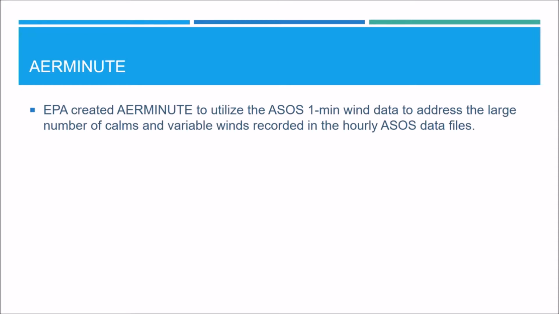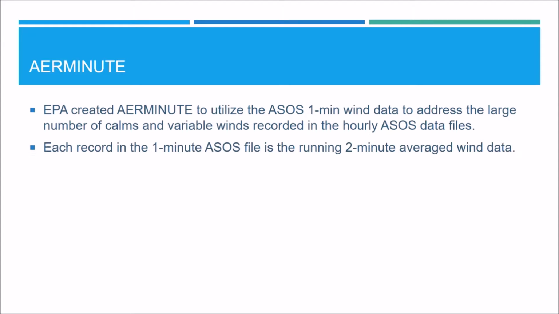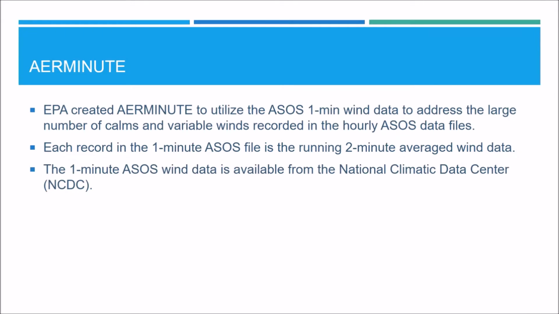EPA created AERMINUTE to utilize ASOS 1 minute wind speed and wind direction data to address the large number of calm and variable winds recorded in the standard hourly ASOS data file. Each record in the 1 minute ASOS file is the running 2 minute averaged wind data. You can download the 1 minute data file from the National Climatic Data Center, or NCDC, for free.